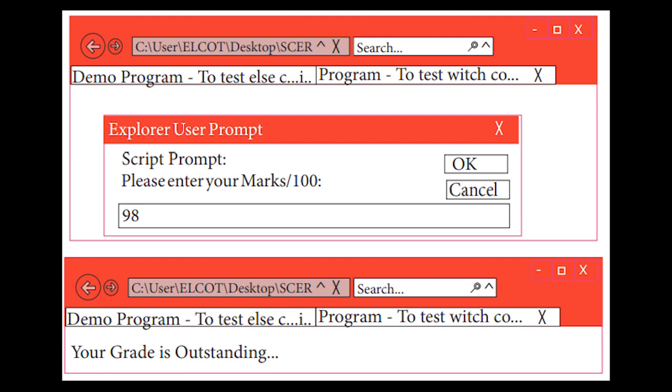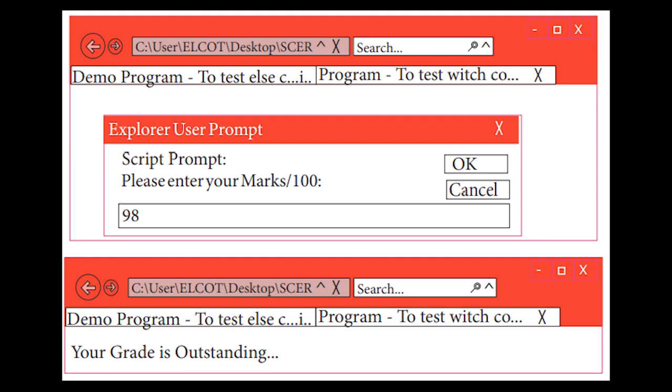Right, here they have given 98. So 98 will come under the first, right? Grade 1, marks greater than 90, right? So here the output will be your grade is outstanding, right? So this is the output for the switch case.